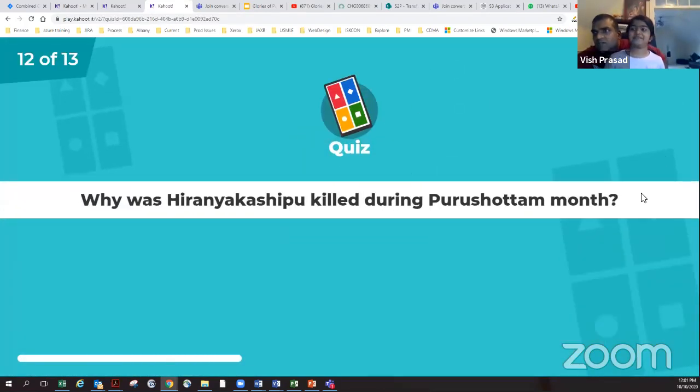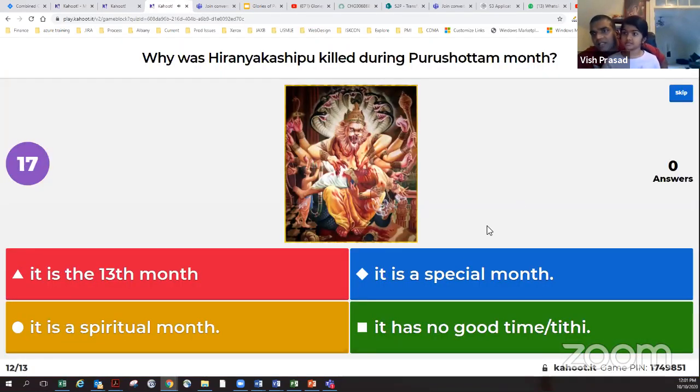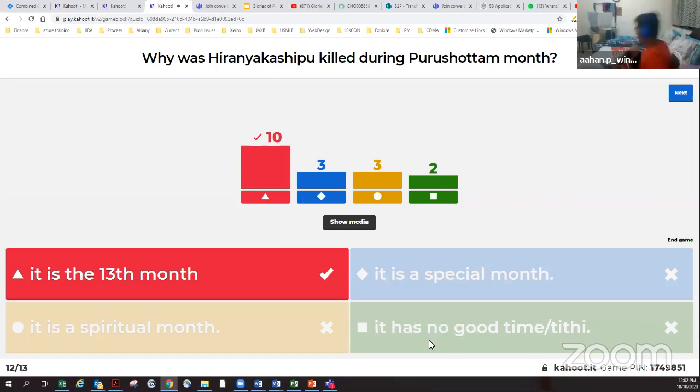Why was Hiranyakashipu killed during Purushottama month? It is the 13th month. It is a spiritual month. It is a special month. It has no good tithi. I don't know. Maybe the special month.